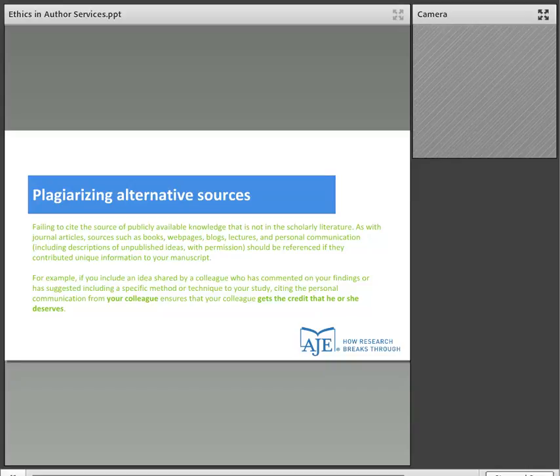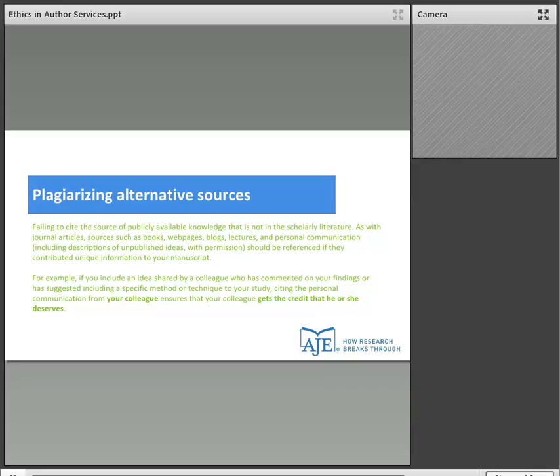Now, the types of sources that are often noted for plagiarism are other journal articles or books. Editors have no problem citing these issues. Peer reviewers have no problem citing these issues. And plagiarism's definitely a red flag to publication. It's going to interfere with someone being able to get their work out there for a larger audience.